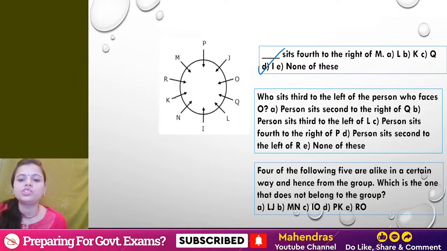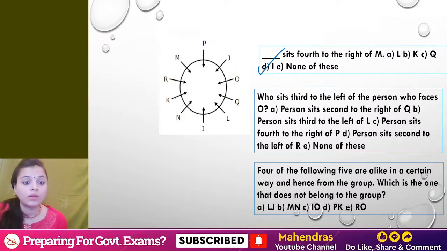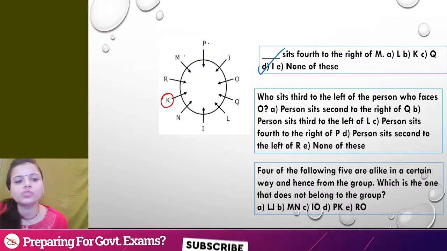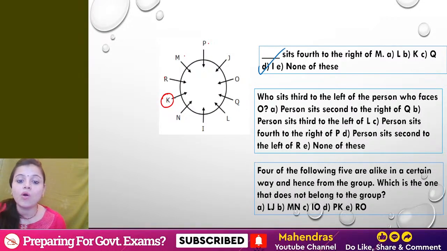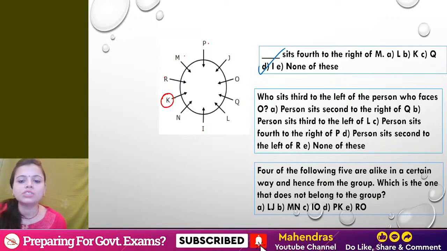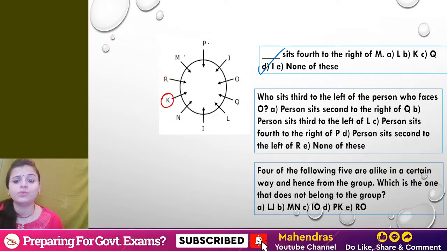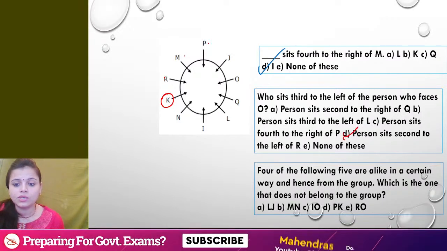Who sits third to the left of the person who faces O? Third left of the person who faces O. The person facing O is K. And the third to the left of K is 1, 2, 3. It's P. So according to the options, the person who sits second to the right of Q? No. Person third to the left of L? No. Person fourth to the right of P? No. Person second left of R? Yes. So option D.